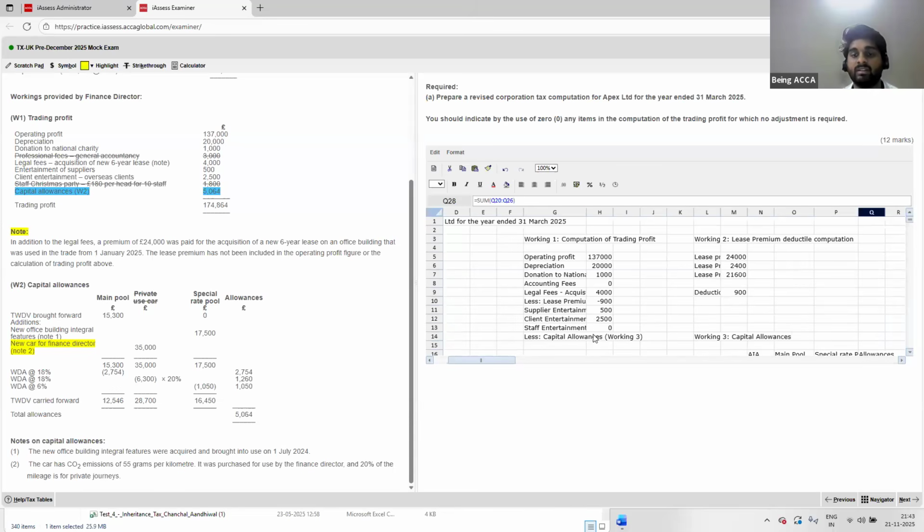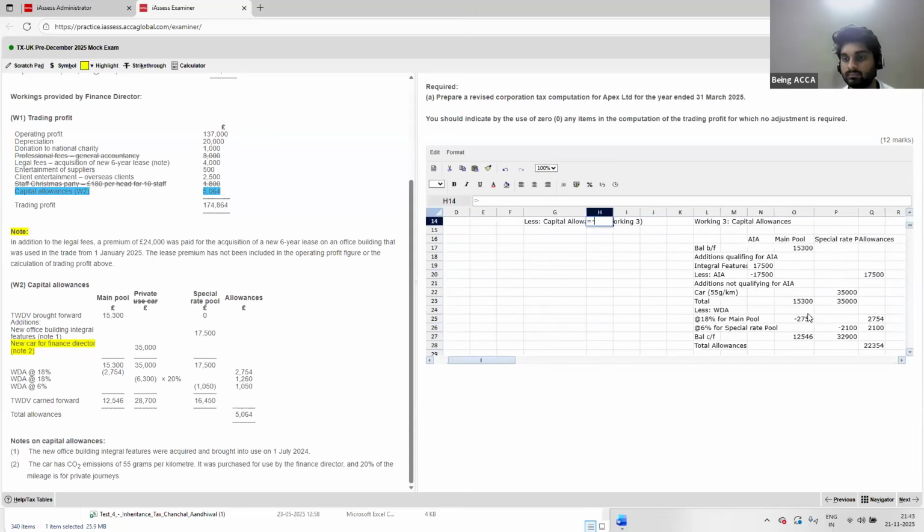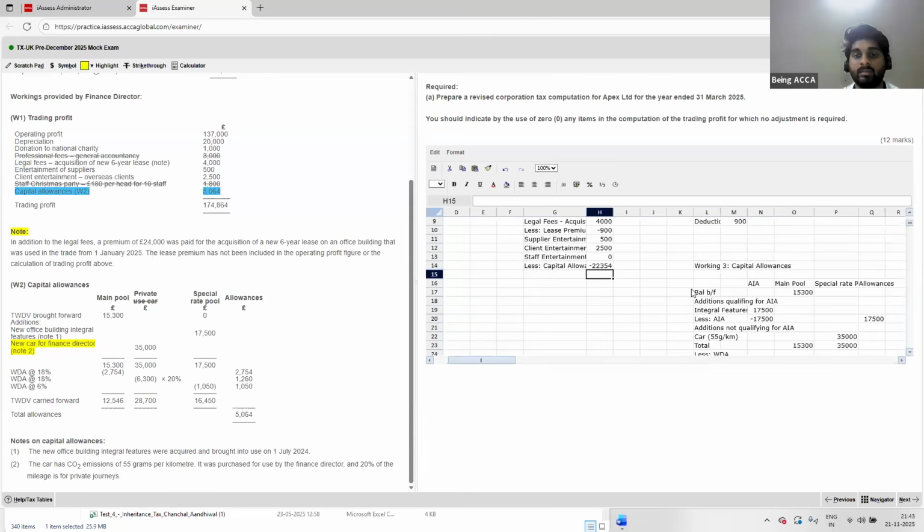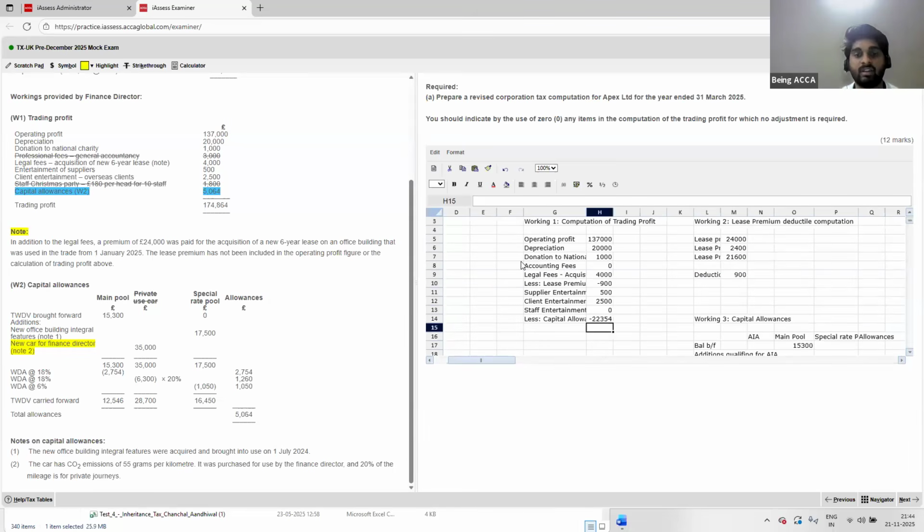So less capital allowances, working 3, is equal to minus this value over here, which would give you your capital allowances. After this, we have completed all the calculations. So now this will give us our trading profits, which is equal to the sum of all of these.